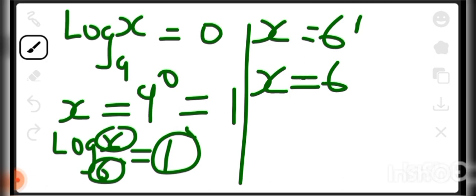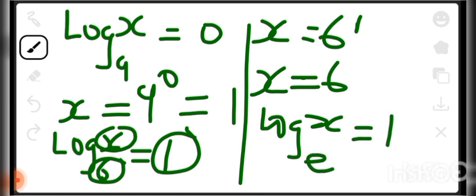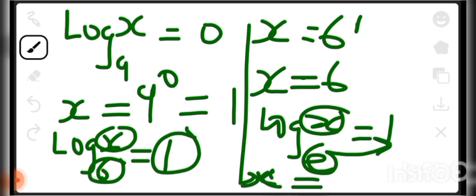So if you're able to get the method, you're already good to go. Very good to go. So let's say you have log x to base e is equal to 1. What will be x? Remember, x will be equal to e raised to power 1, which gives us e, because anything raised to power 1 remains the same.